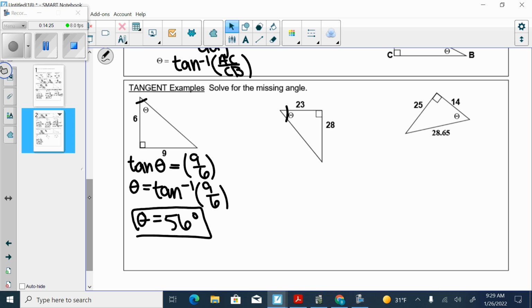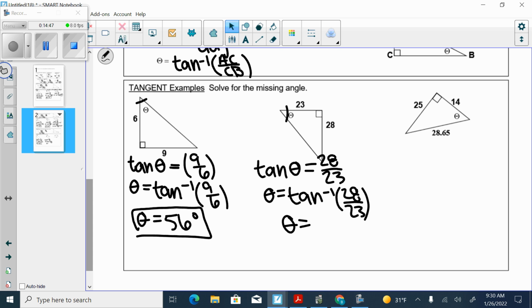Same idea on this next one. There's my angle, so I have tangent of theta is equal to, good. So we take our inverse, and what do we end up with? 50 period. Okay. Okay. All right, last one.